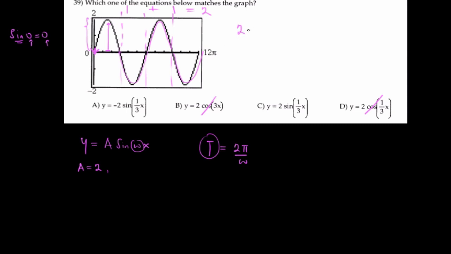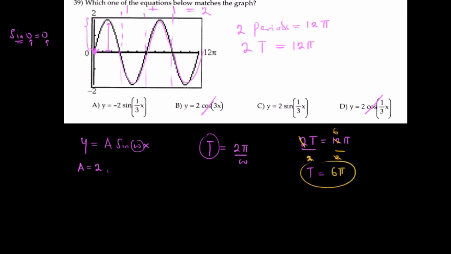That is 2 periods. 2 periods equals 12 pi. The period is denoted by T. So 2T equals 12 pi. Now if 2T equals 12 pi, then I can find T by dividing both sides by 2. So when you cross this off, 2 in 12 is going to give you 6. And then you have T equal to 6 pi. So now my T is 6 pi.